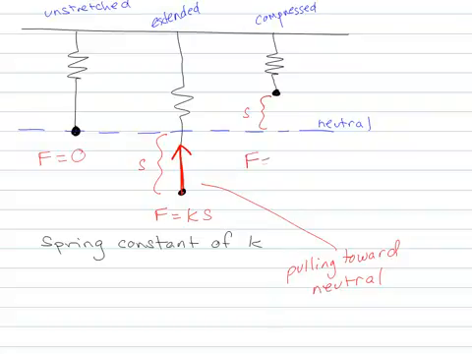Again, the force is the spring constant times the amount of compression or extension. But in this case, we're trying to force it to neutral. So the force in this case would actually be pushing down. The force of the spring in particular would be pointing down. So again, we are pushing toward neutral. Got it?